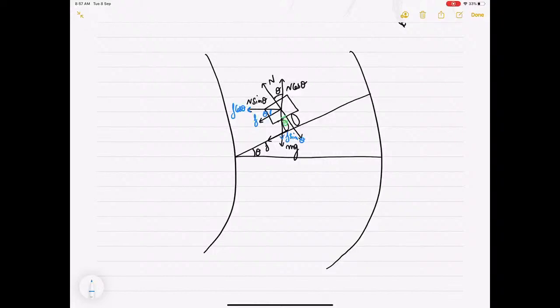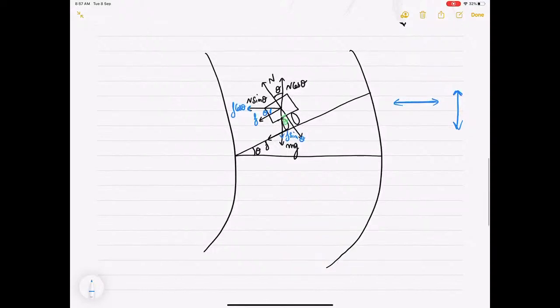The car is to move either way, either it can move horizontal or vertical. Horizontal is this one and vertical is this one. So for horizontal we are having centripetal and centrifugal force, and for vertical we are having weight force and the normal reaction force acting along each other.